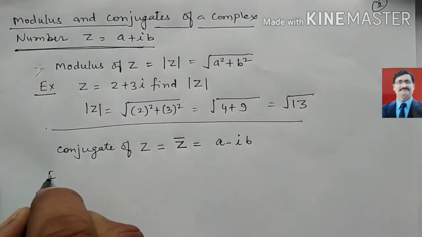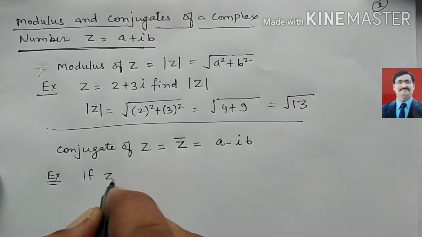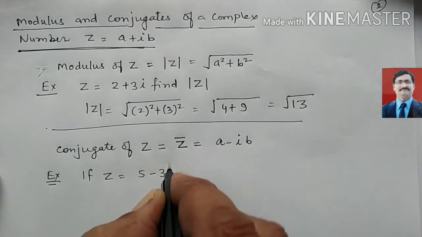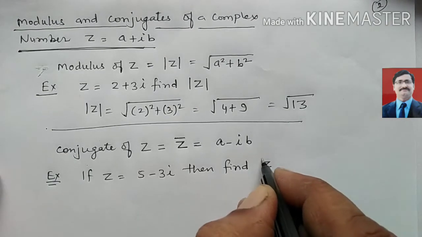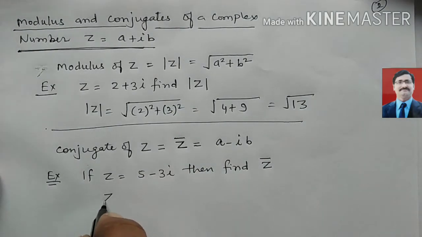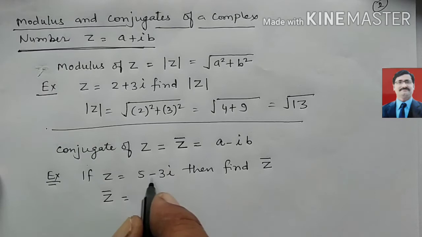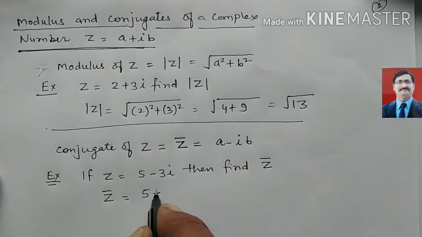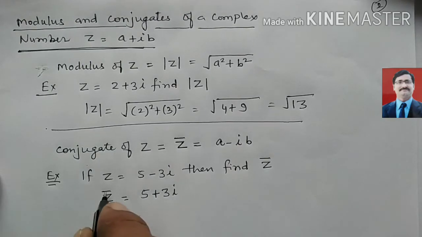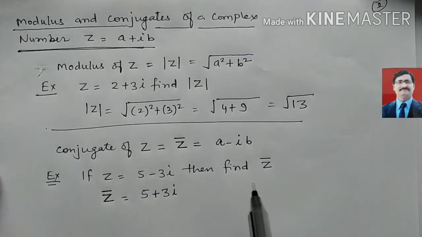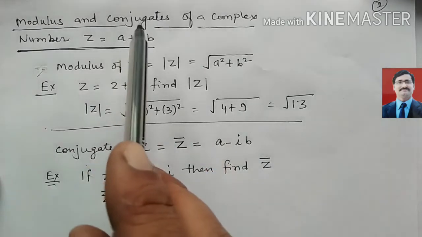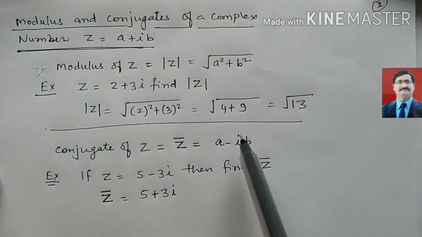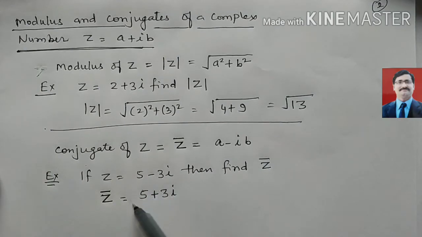Look here, one example we will take. If z is given as 5 minus 3 iota, then find z bar. That z bar will be equal to 5 plus, meaning the minus that is given, you make it a plus sign: 5 plus 3 iota. This is the conjugate. Do all of you understand this? So look here, if iota is given with a plus sign, you will change it to a minus sign for the conjugate, and if minus is given, you make it a plus sign.